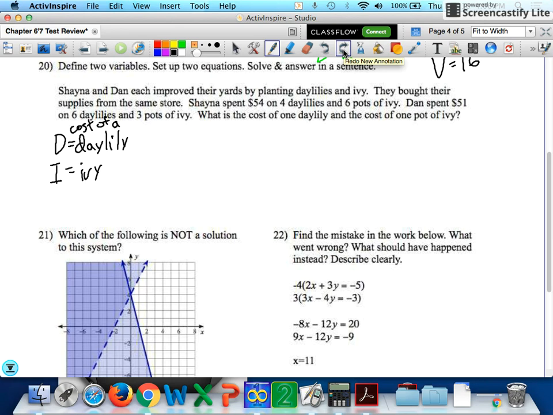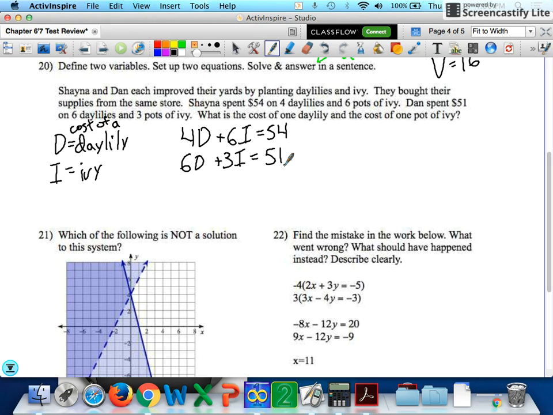All Shayna's stuff put together was 4 daylilies plus 6 pots of ivy equals $54. All of Dan's things, he had 6 daylilies and 3 pots of ivy, totaling up to $51. Okay? Similar totals, different ways to get there. Again, everything's all lined up for me, so I'm thinking elimination.